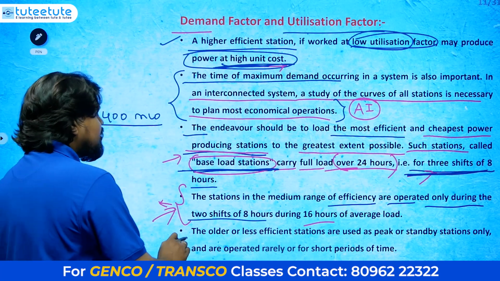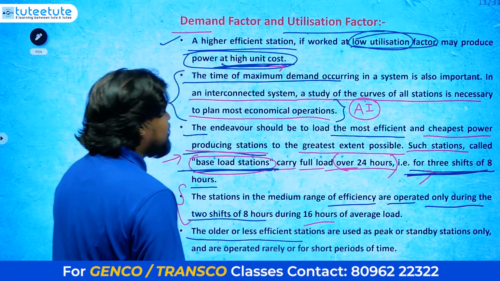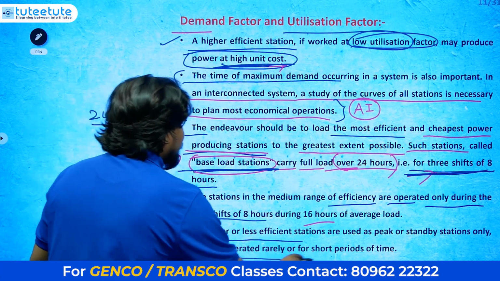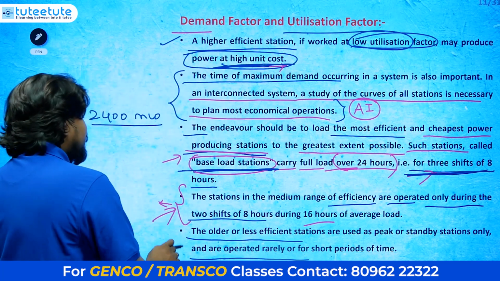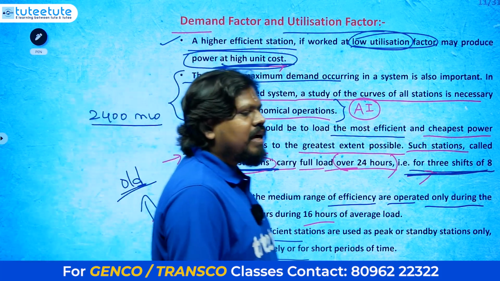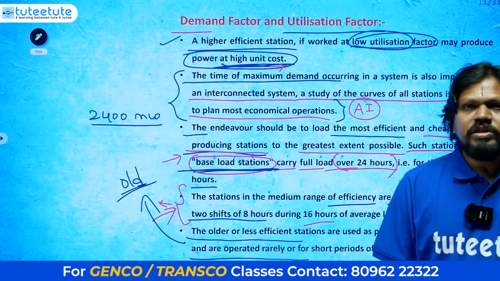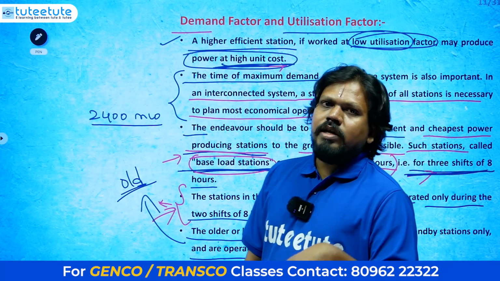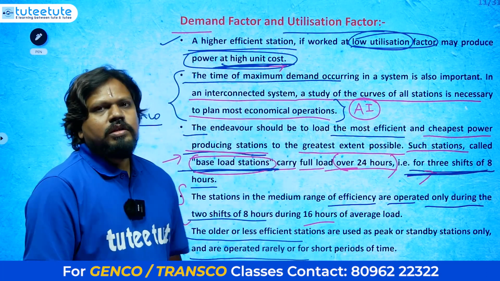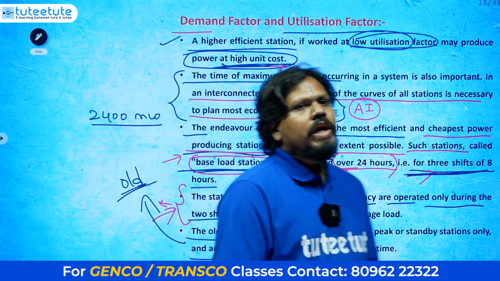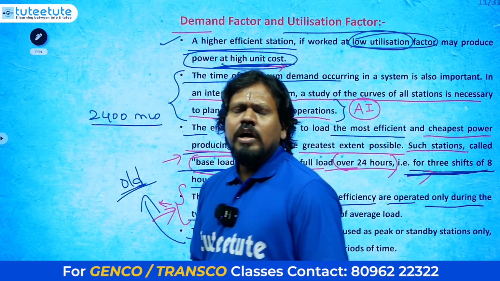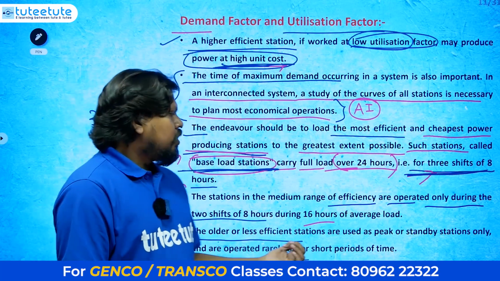The next thing is, the older or less efficient stations are used as peak or standby stations only and are operated rarely for short periods of time. So what are these old plants? Old plants have more losses, that's why efficiencies are less. Those are not advanced plants. You might be using reheaters in the advanced plants. Previously we didn't have reheating technologies properly, that's why more heat is wasted, and the losses are also more in these old type of plants.